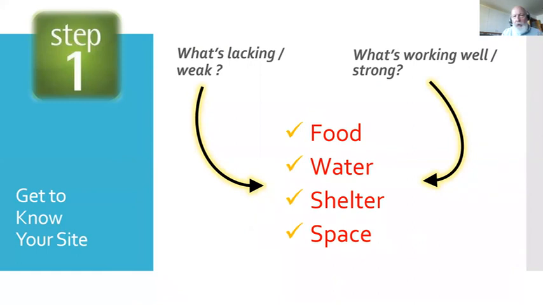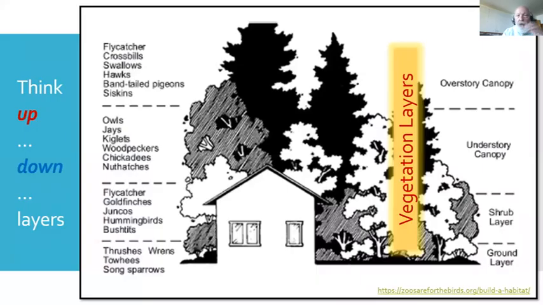Think about these 4 conditions: food, water, shelter, space. How might you improve on these 4 characteristics in each of those microclimate areas? And then you, of course, think up and down. Think what kind of plants you want to put at the ground layer, what kind of plants you might work at the shrub layer. Think about what kind of plants work in your canopy layers.